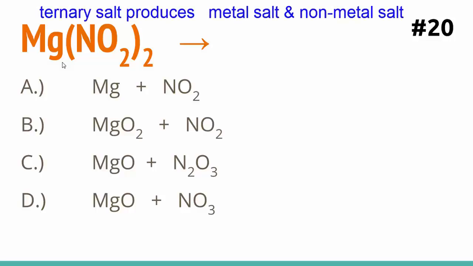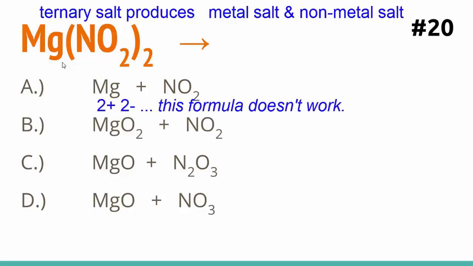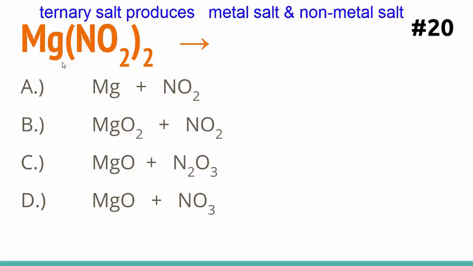Those are the only three choices now that have a metal oxide, magnesium oxide, and a non-metal oxide with nitrogen and oxygen together. So A is out. What about B? Well, if I look at B, magnesium and oxygen going together wouldn't make MgO2 if we call it magnesium oxide. So magnesium oxide is MgO, not MgO2. So B is out. That leaves me with C and D.